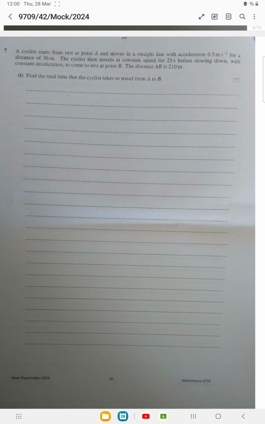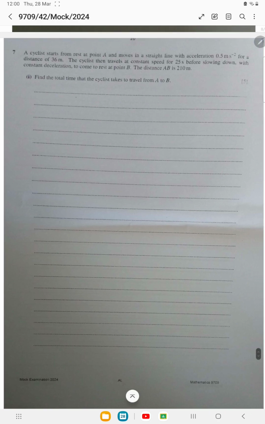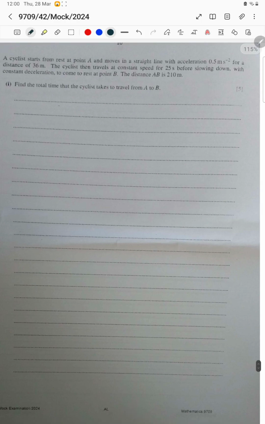A cyclist starts from rest at point A and moves in a straight line with this acceleration. The distance covered is 36 meter. The cyclist then travels at constant speed for 25 seconds before slowing down with constant deceleration to come to rest at B. It means as it's starting from rest and it has to come to rest at B, so better to draw the VT graph.